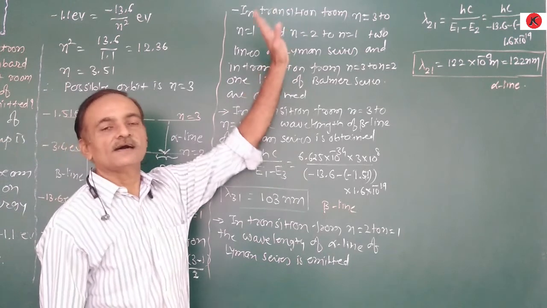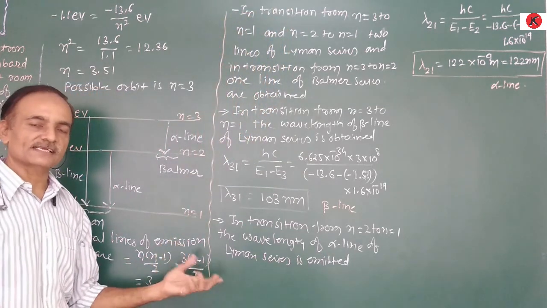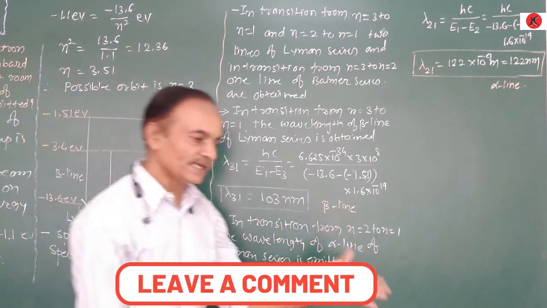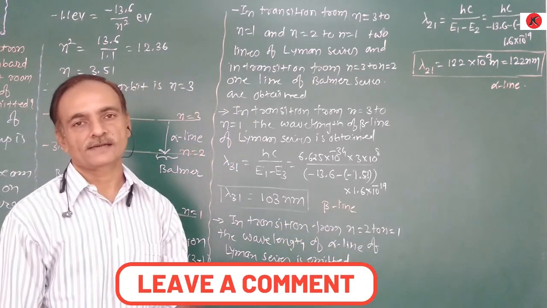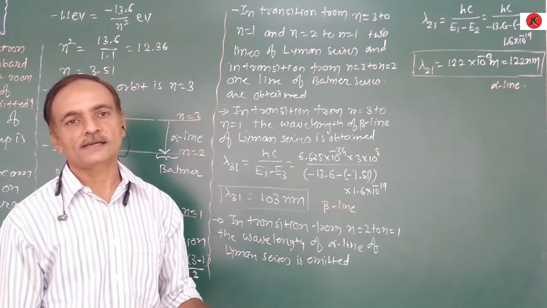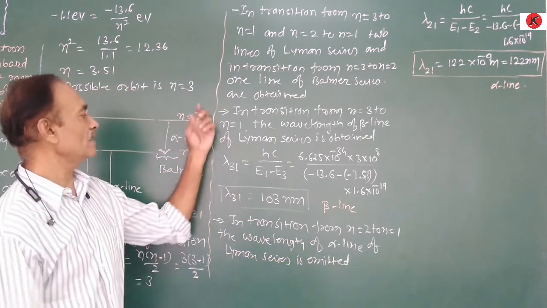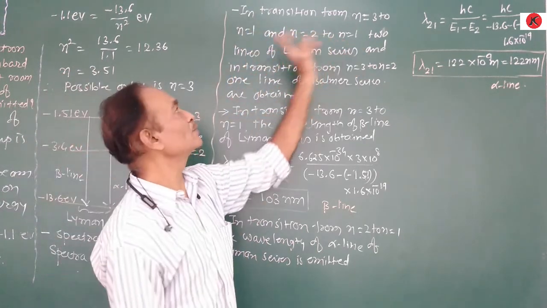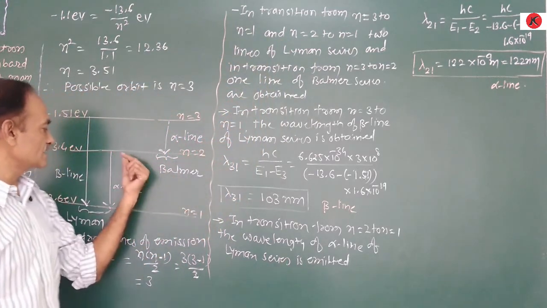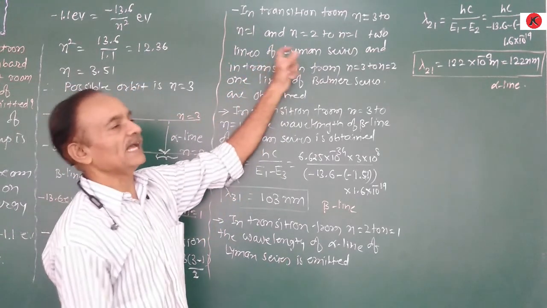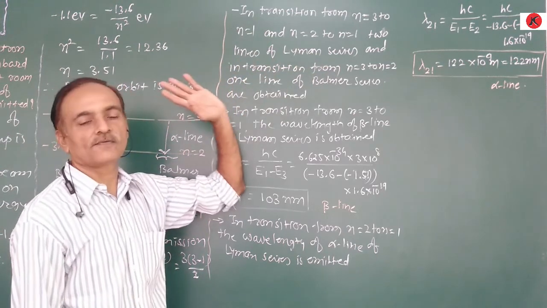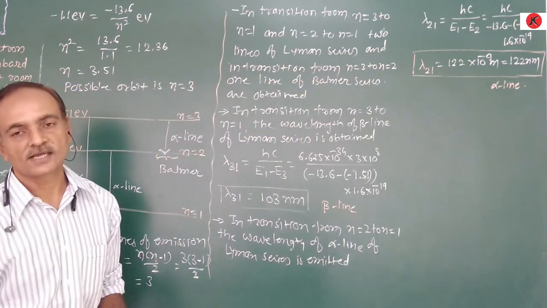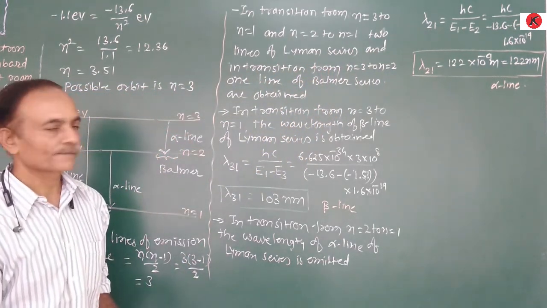Again, here we find out how many spectral lines are obtained: 3. The first spectral line corresponds to the transition from 3 to 1, the second to 2 to 1, and the third to 3 to 2. In transition from n equal to 3 to 1 and 2 to 1, two lines of the Lyman series are obtained, and the n equal to 3 to n equal to 2 transition gives one line of the Balmer series.